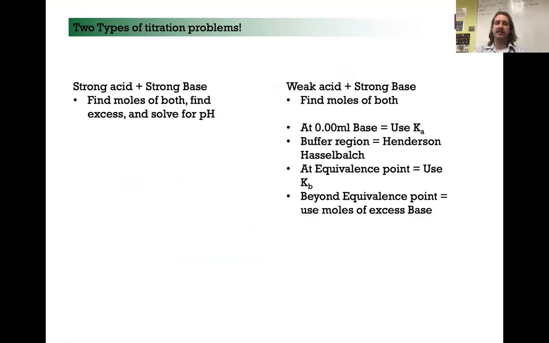If it is a weak species, things are a little trickier. Find moles of both. At 0 mils of base, you're going to use just the Ka and an ice table. If you're in that buffer region where you got some of both, Henderson-Hasselbalch. If you're at the equivalence point, you use the Kb and an ice table. And if you're beyond the equivalence point, you're just going to use however much of the excess base you got and solve using your molarity equation. So the trick here is to figure out what's actually floating around still in my beaker and then solve accordingly based upon what you've got.